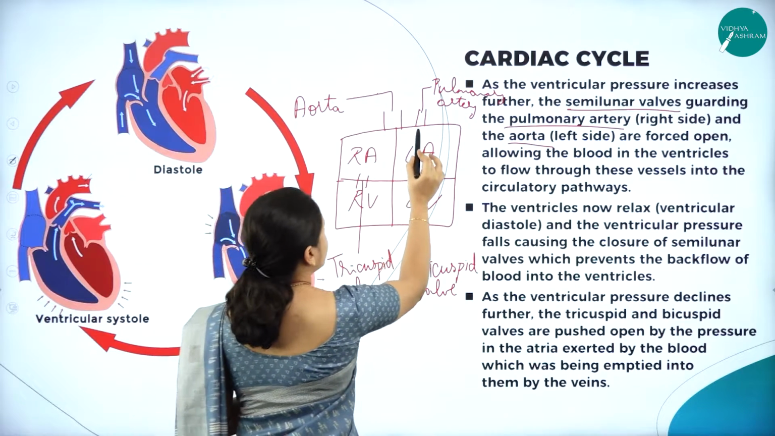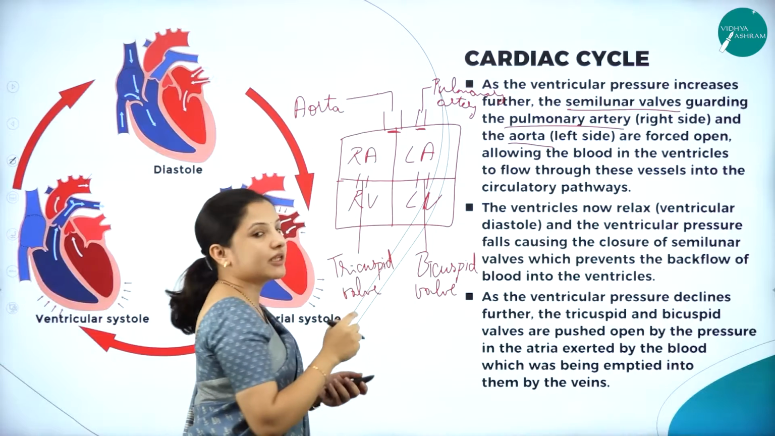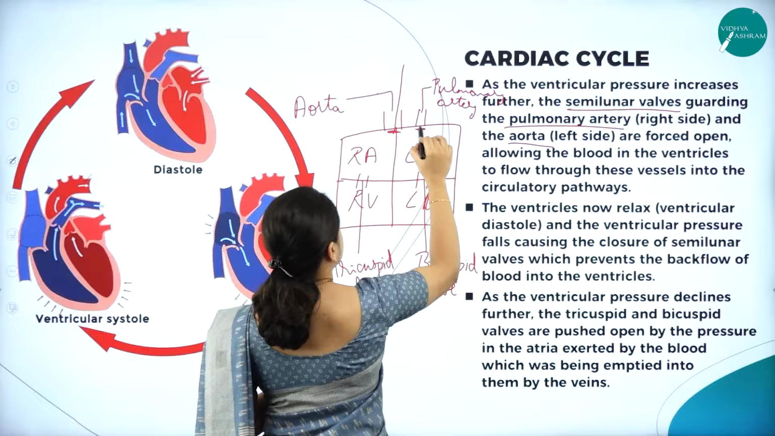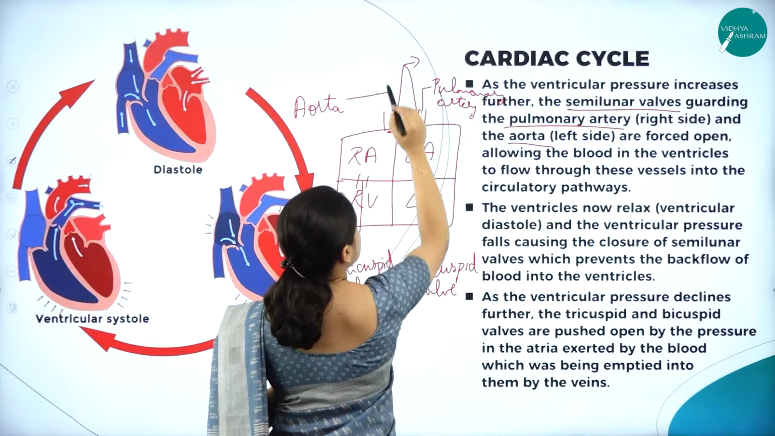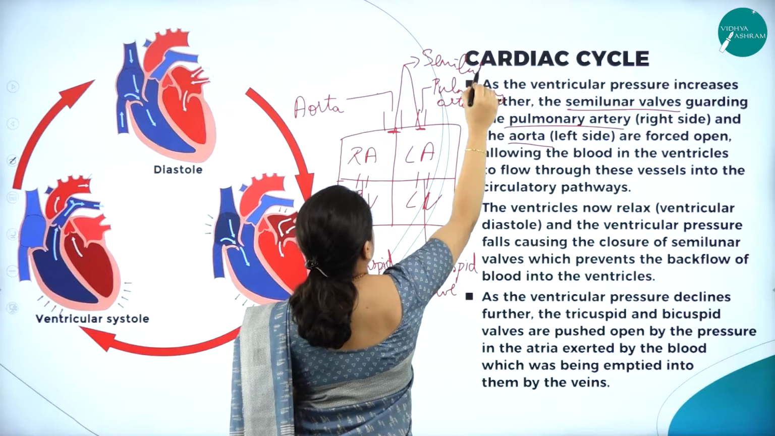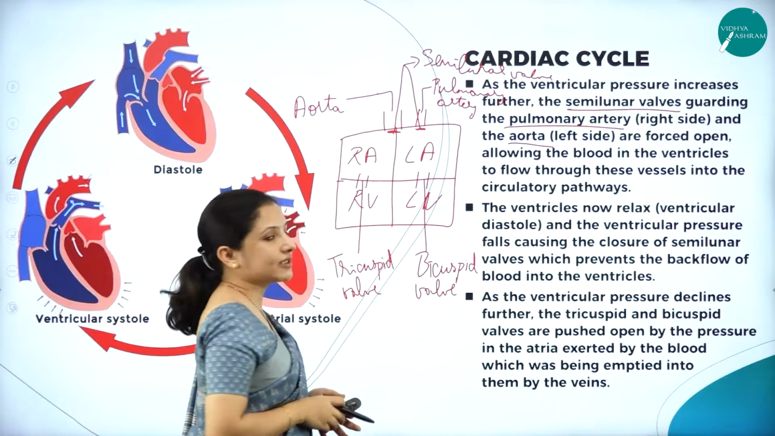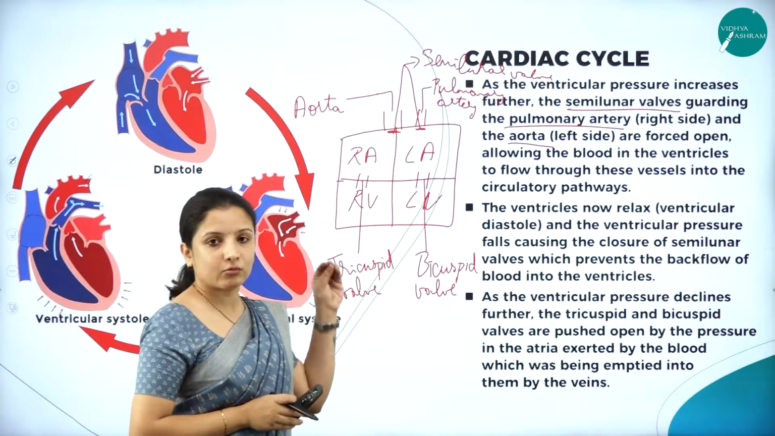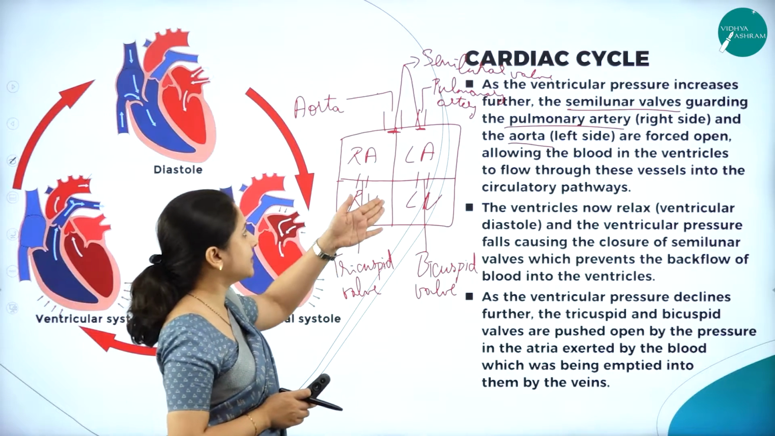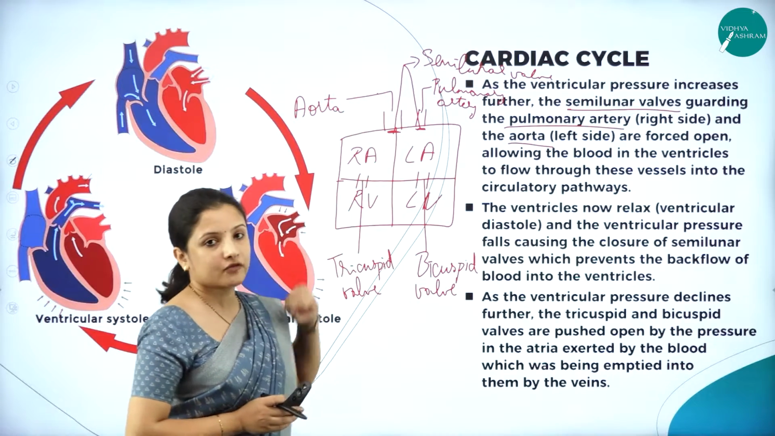Here, at the pulmonary artery and the aorta, there is also a flap-like structure, which is called the semilunar valve. So now we understood where semilunar valves are present. Semilunar valves are flaps present at the junction of the pulmonary artery and also at the junction of the aorta.